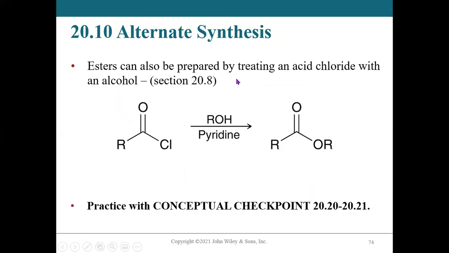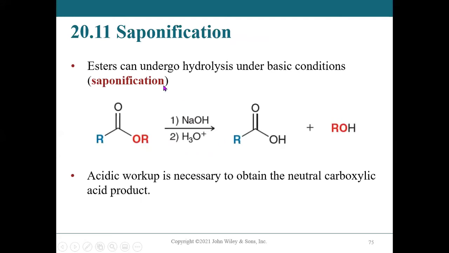Ester can also be prepared by treating an acid chloride with an alcohol. So in section 20.8, acid chloride, alcohol, and in this case we'll use pyridine to neutralize the produced HCl. Ester can undergo hydrolysis under basic conditions, called saponification, and we use sodium hydroxide, for example, then work up to produce the acid. Acid work up is necessary to obtain the neutral carboxylic acid product. Otherwise, we have the carboxylate.